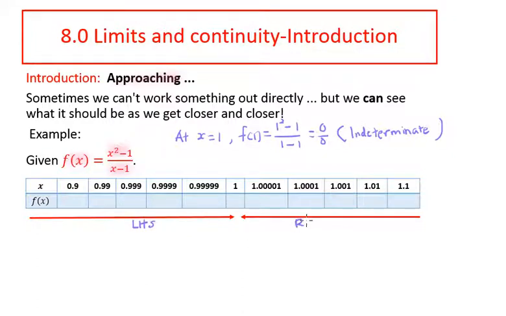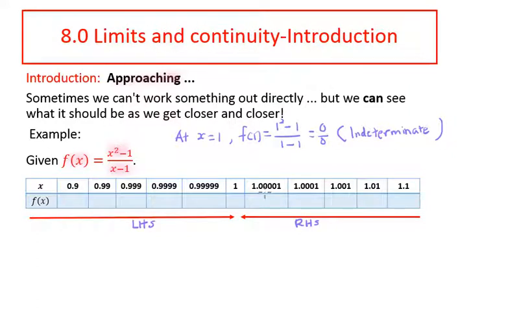But somehow, we can approach this function at 1 from the left hand side and right hand side. From the left hand side, let's say we start from point 9. Slowly we approach 1 from point 9 until point 99999. And then from the right hand side, we start from 1.1. We can slowly approach 1 until 1.00001.